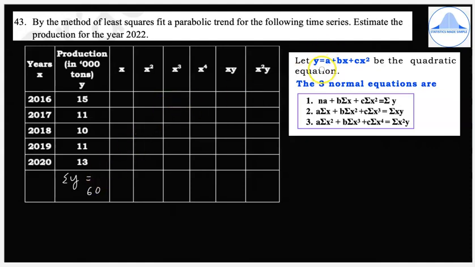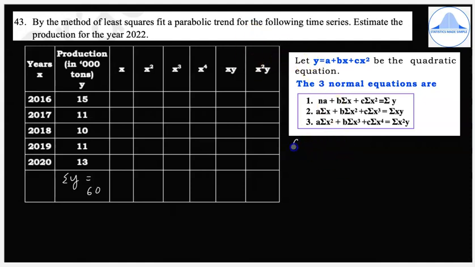Now let us start the problem. First we have to write: let y equal to a plus bx plus cx square be the quadratic equation or the parabolic equation. Then the three normal equations are na plus b summation x plus c summation x square is summation y. Then a summation x plus b summation x square plus c summation x cubed is equal to summation xy, and the third normal equation is a summation x square plus b summation x cubed plus c summation x to the power 4 is equal to summation x square y.